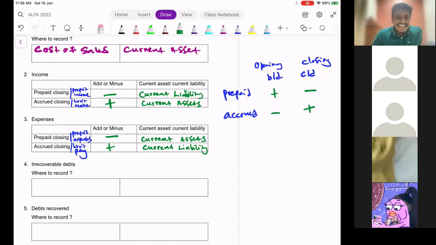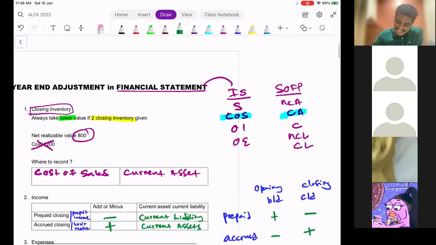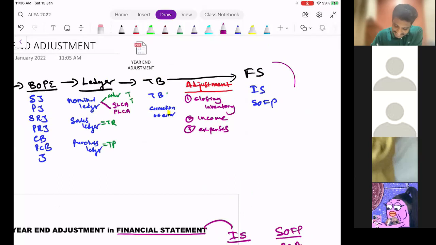Continue the lesson. Okay. Next one is irrecoverable debt. What is the next adjustment? Irrecoverable debt. What is irrecoverable debt? I am supposed to receive, but I cannot receive. I won't receive, because maybe the guy went bankrupt or ran away or died already. Something happened to that guy. I cannot get back the money, the debt that the people owe me.